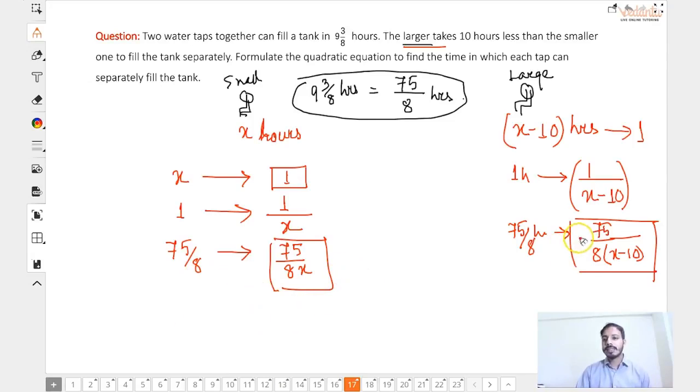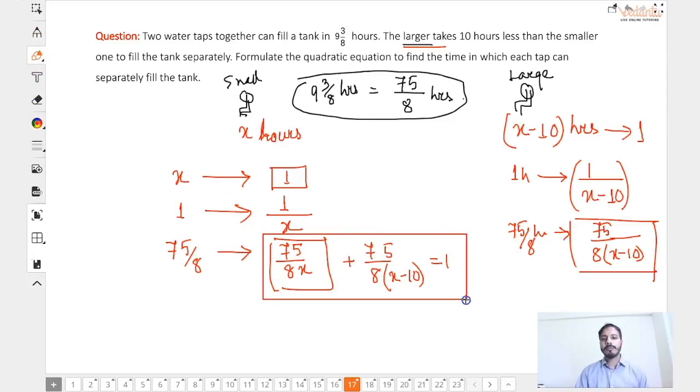That means this plus this part should be equal to 1. So from here, I can simplify and find out the equation. So the equation becomes 75 by 8x plus 75 by 8 into x minus 10 is equal to 1. So this becomes my final equation. Right? Now if I simplify this, I will get a quadratic equation, and we all know how to solve a quadratic equation. And once we solve the quadratic equation, we will get the value of x.